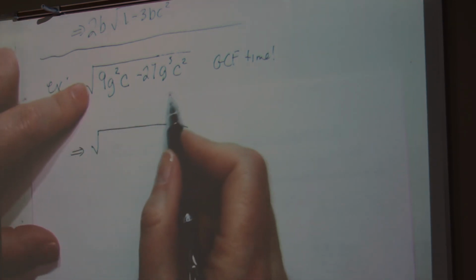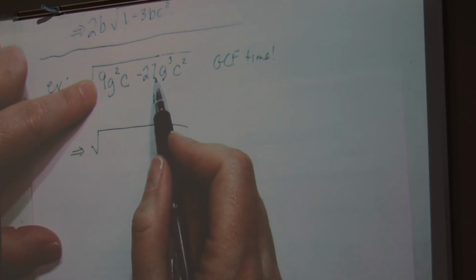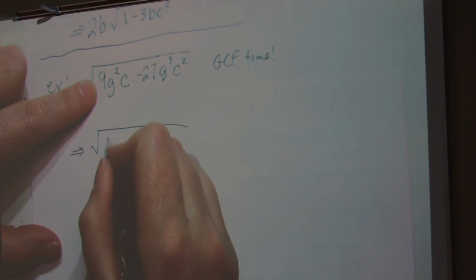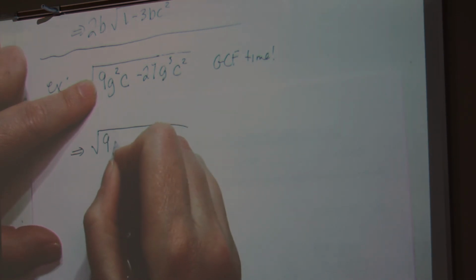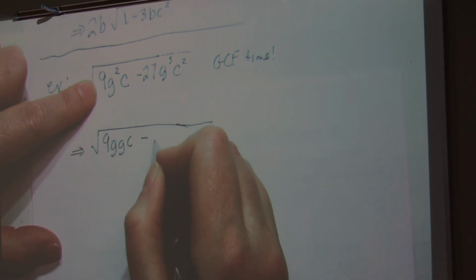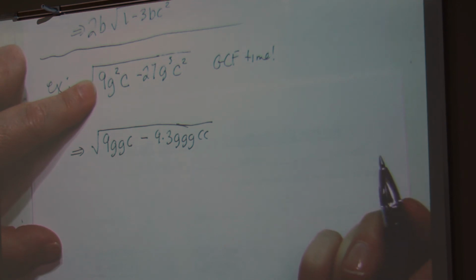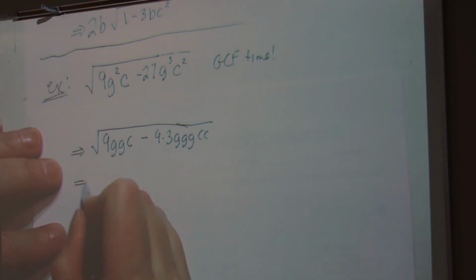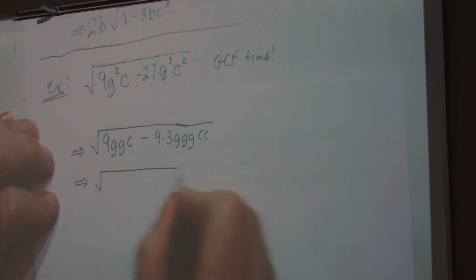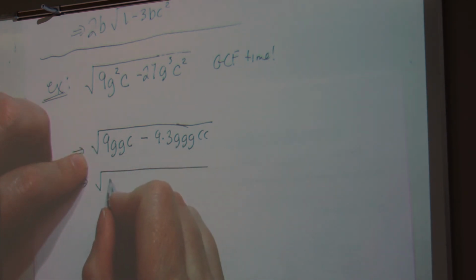let's start out really, really small. What do 9 and 27 have in common? 3. Go higher, right? This is 9GGC, right? Minus 27 has a 9 in it, correct? So this is 9 times 3 GGGCC, if I want to expand it all out. What do they both have in common, in here, and between the first two terms? 9.